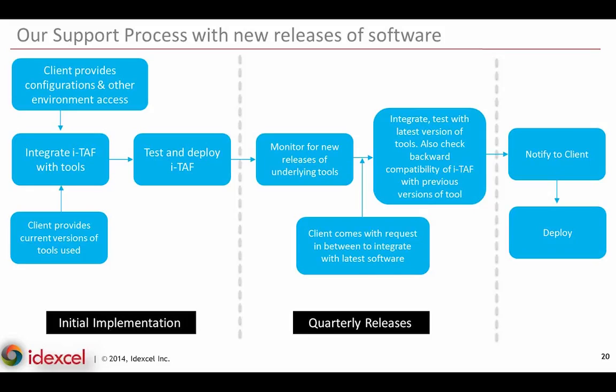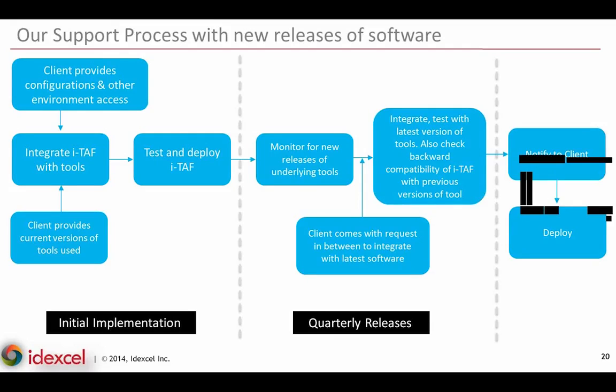So how we do it is, when we first implement the tool at the customer location, we try to understand the current versions of the tools that are used. We build a framework with those current versions of the tool. We test it and deploy it, and we keep monitoring for newer releases of the tools. So, for example, if Selenium goes to the next version or the bug tracker goes to the next version, we keep monitoring that.